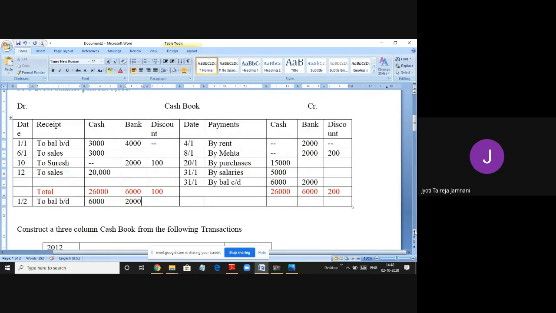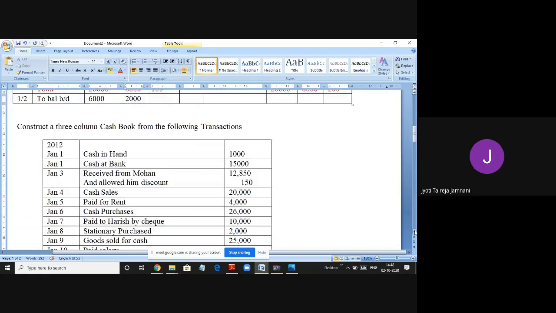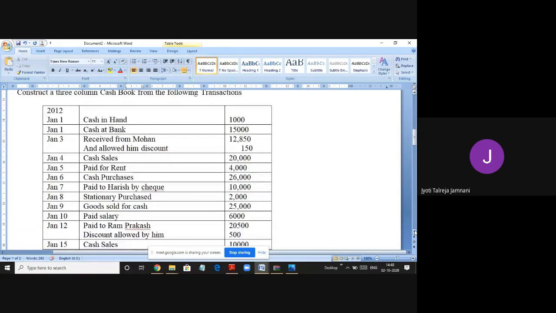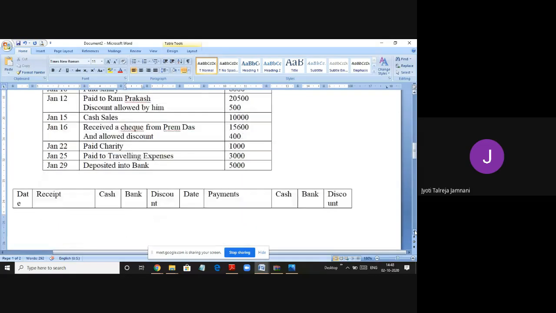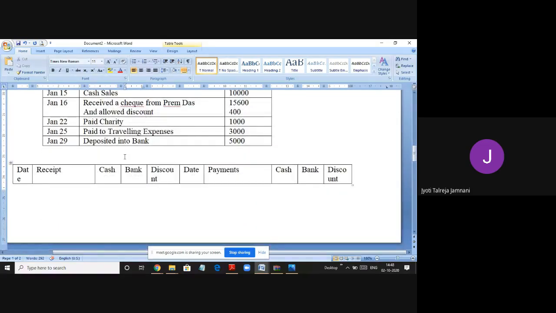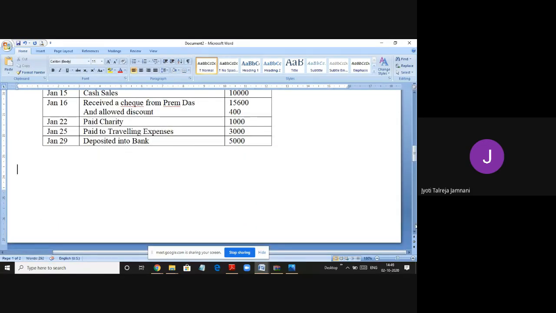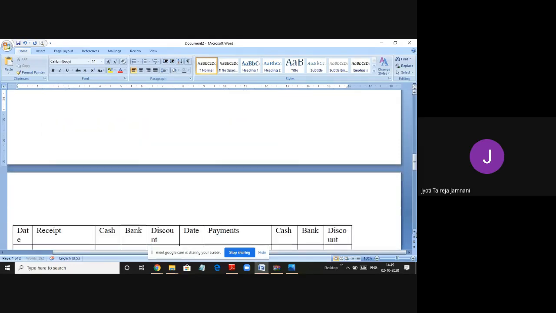Let's do one more sum. This was a very easy sum just to make you understand the basics of cash book. Now we'll take a sum which is a little technical or has certain entries like contra entries, and we will learn from this problem. Okay, so let's just draw a cash book for this as well. So here is the cash book.